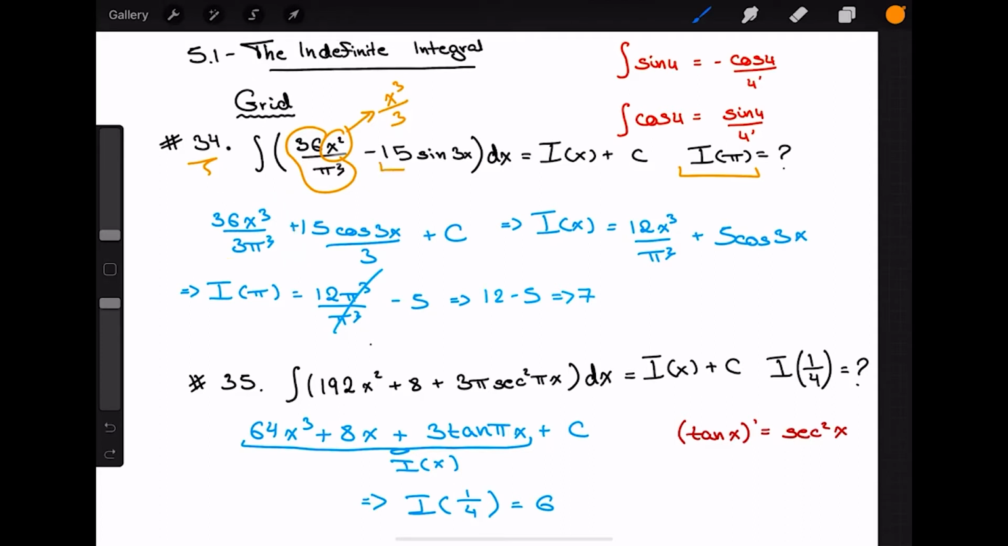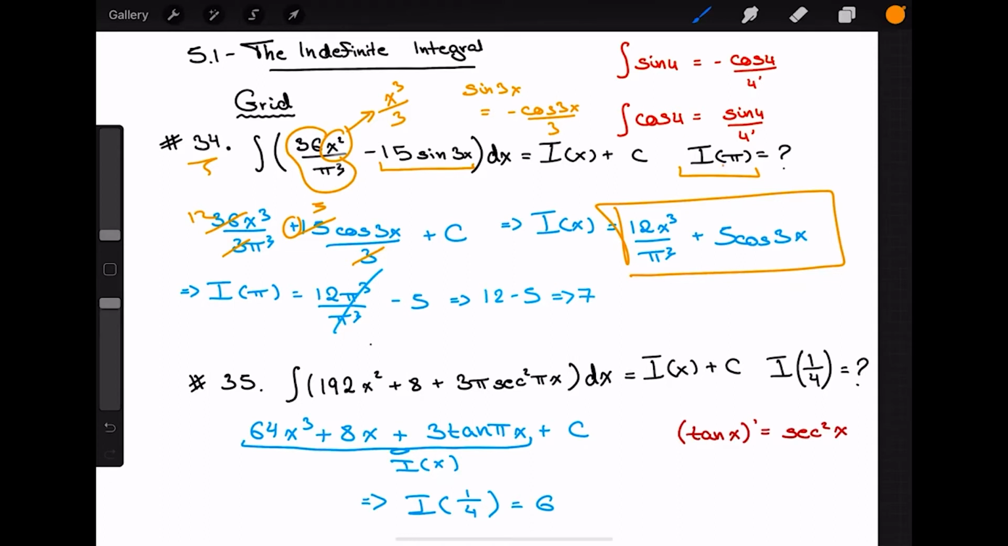Then you have 15 sine 3x. The integration of sine u is equal to negative cosine u over u prime. So in this case, sine 3x will be equal to negative cosine 3x over 3. Since you already have a negative here, it cancels out and becomes positive. So when you simplify them, for example, 36 and 3, you'll get a 12, 15 and 3, you'll get a 5. So the equation right here is 12x cubed over pi cubed plus 5 cosine 3x.